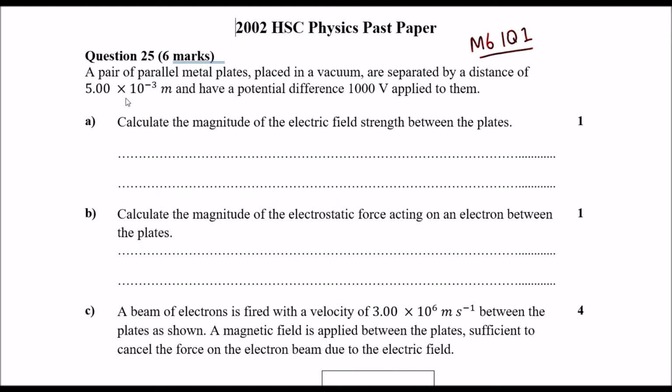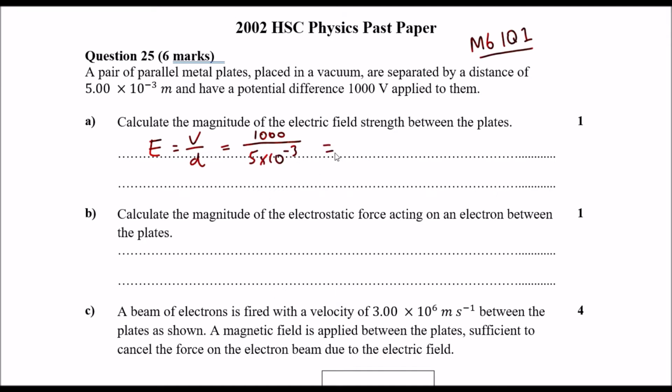distance of 5.00 × 10 to the minus 3. So that's about 5 millimeters. And it has a potential difference of 1000 volts applied to it. Calculate the magnitude of the electric field strength between the plates. So that's E equals voltage or potential difference over distance of separation. So we have 1000 divided by 5 times 10 to the power of negative 3.